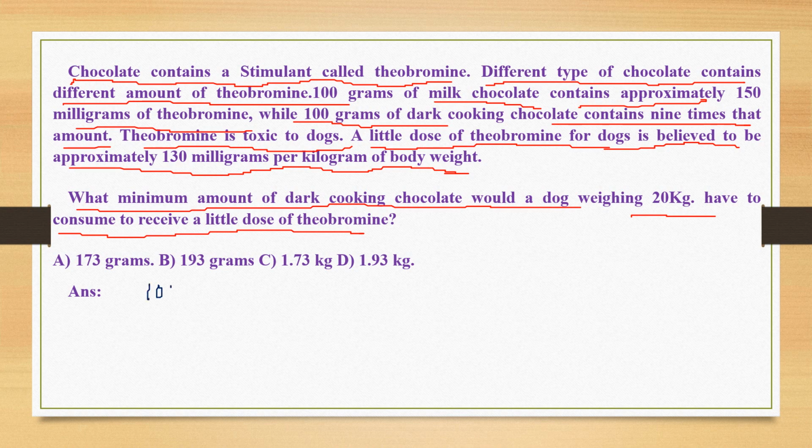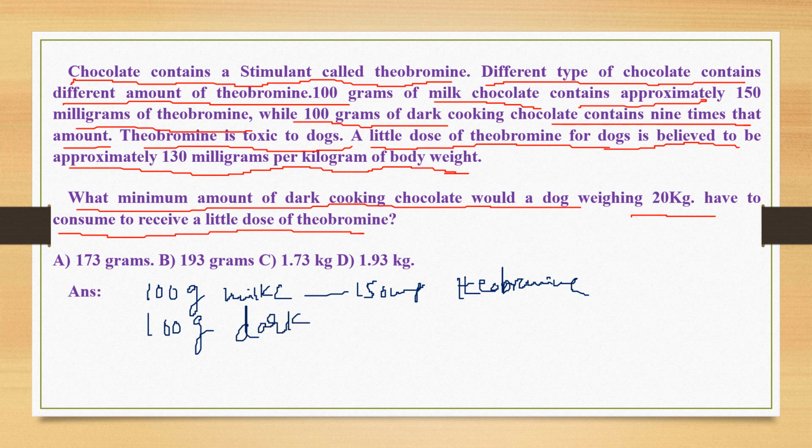Generally, 100 grams of milk chocolate contains 150 milligrams of theobromine. Dark cooking chocolate contains 9 times that, so it is 9 into 150 milligrams. So indirectly, 1350 milligrams. So here, what happened generally?